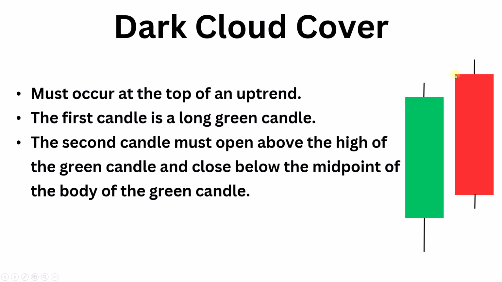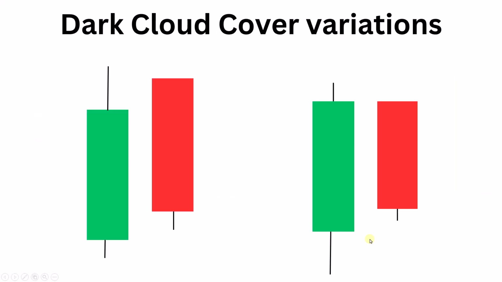The opening must be above the high of the green candle, and the closing must be below the midpoint of the green candle. Now, this is a perfect dark cloud cover. We sometimes go ahead with the trade with variations too. These are some of the variations of dark cloud cover.